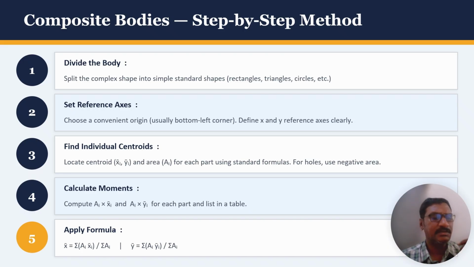Suppose sigma A is equal to 0, which can happen for a wireframe or purely subtractive shape, the formula breaks down, but this is extremely rare in standard problems. Your final answer must always state the coordinates clearly: the centroid is located at x bar equals some mm from reference, and y bar equals some mm from reference. This method, divide, tabulate, compute, is systematic, reliable, and applicable to any shape, no matter how complex. In the next slide, we will apply this method to a complete numerical problem.